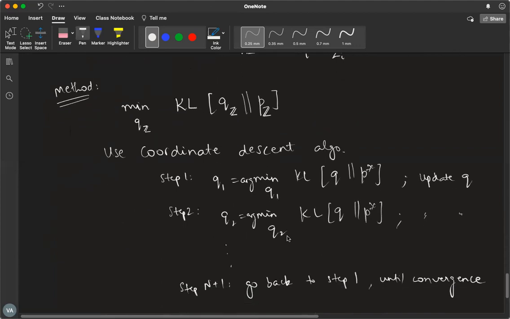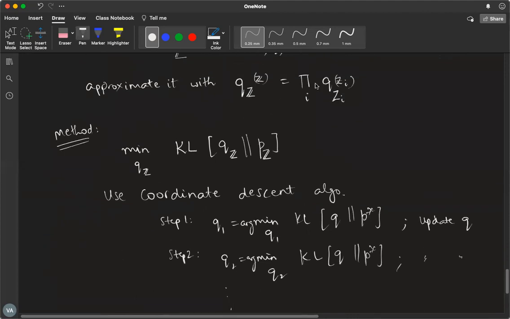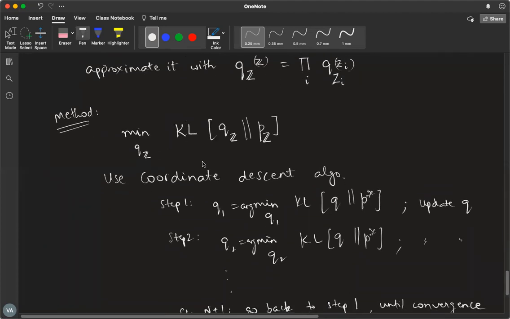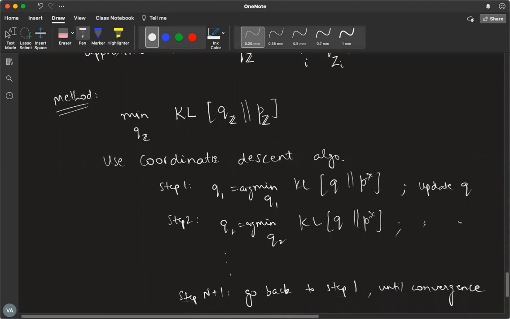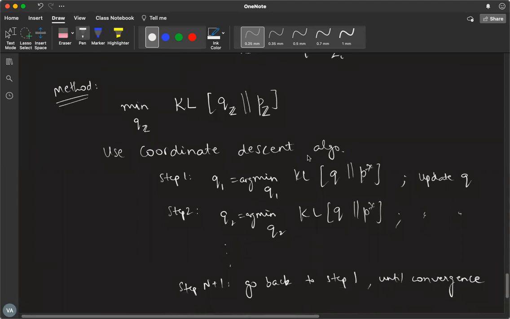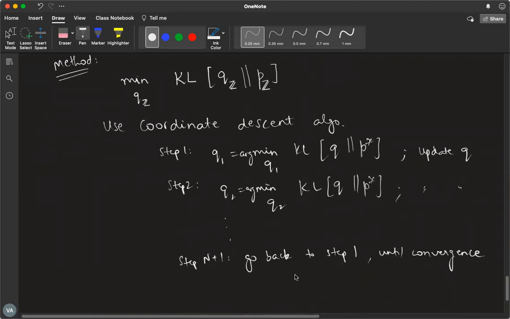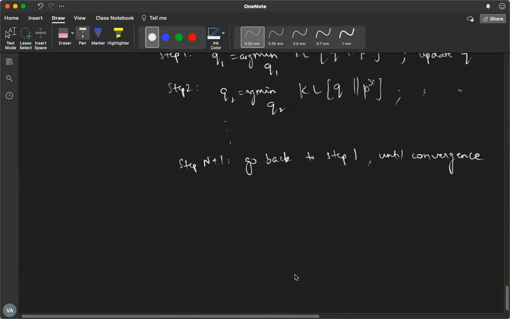This Q(Z) should come from this family. Then to minimize this KL divergence, the usual descent algorithms or usual analytical solutions are not working or not possible. So what I use is the coordinate descent algorithm, where I descend along one coordinate at a time, then the next coordinate, then the next coordinate. In this way, I make my optimization problem tractable. So this is the whole thing. Now, how do we actually do it?